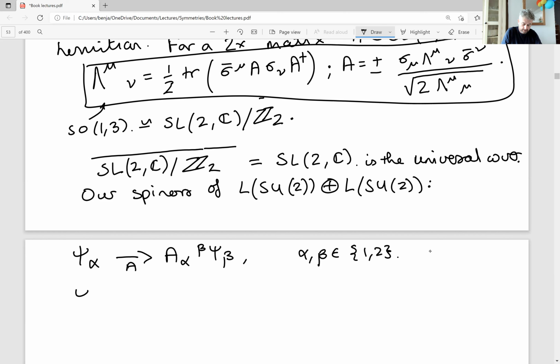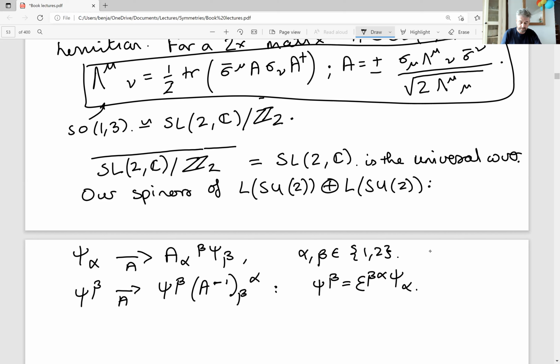And we have psi beta goes to psi beta A to the minus 1 beta alpha. Now, the inverse of a 2 by 2 matrix has some special properties, and you can write it just in terms of the original one and the determinant, which of course is 1, and some epsilon symbols. So it turns out that if we define psi beta is epsilon beta alpha psi alpha, this works. Okay. So that's for the left-handed SU2.